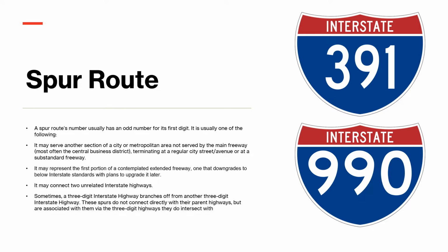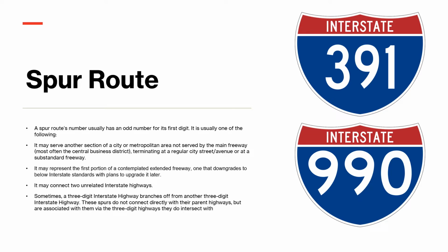It may connect two unrelated interstate highways, like Interstate 390 in New York, where it connects I-90 and I-86, or I-395 in Connecticut and Massachusetts, where it connects I-95 in Connecticut with I-90 in Massachusetts.